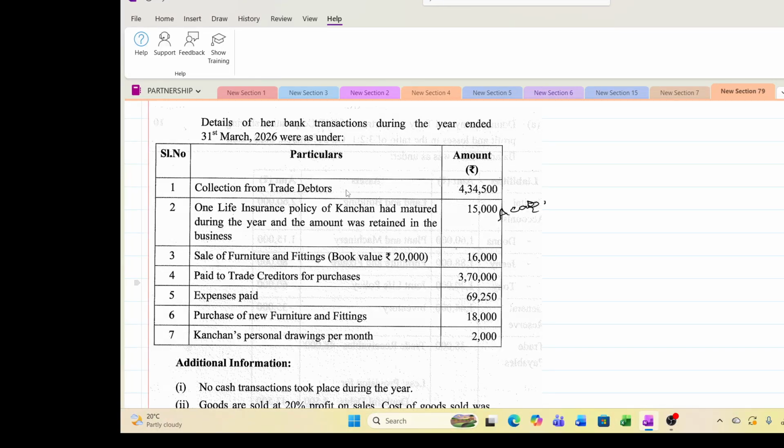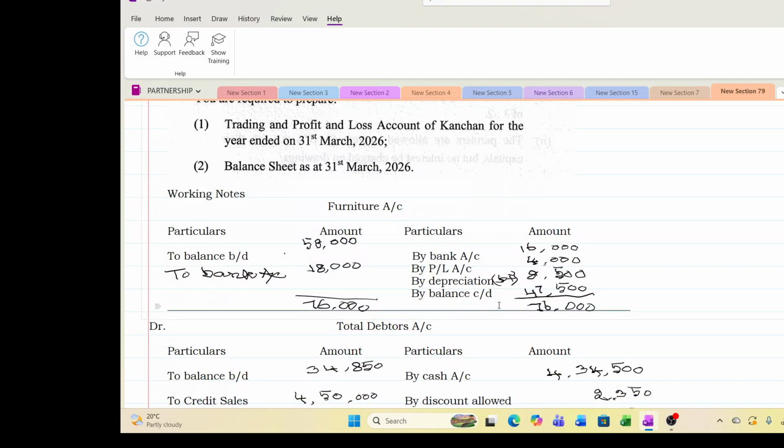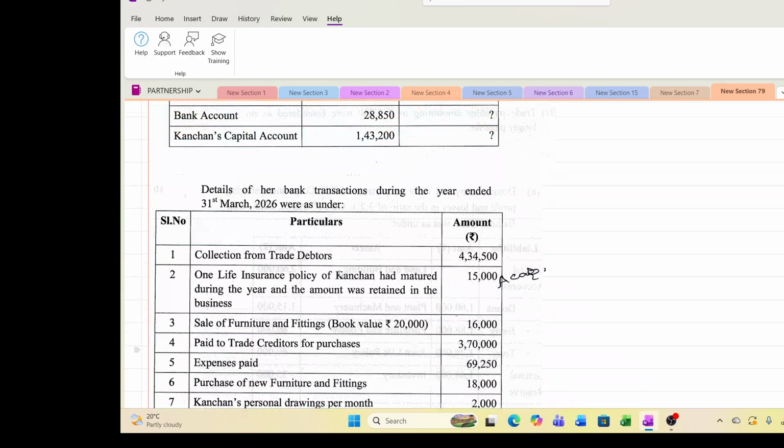So do like this. Collection from trade debtors. Go to your debtor account. On the credit side, write 4,34,500. Debtor account 4,34,500 by bank account or by cash account. Then there is a life policy matured during the year and the amount was retained in the business. It means it is an additional capital. Money has been received in your bank account. This also is received in your bank account. So we have to enter both the things in our bank account.